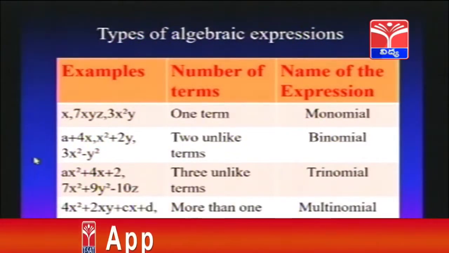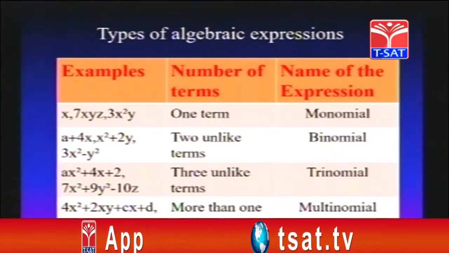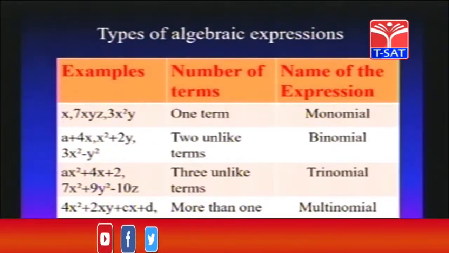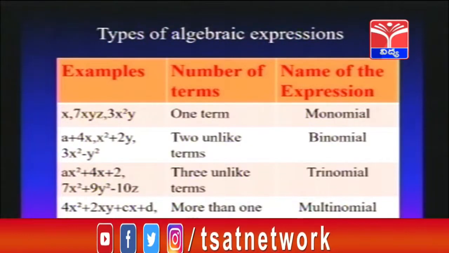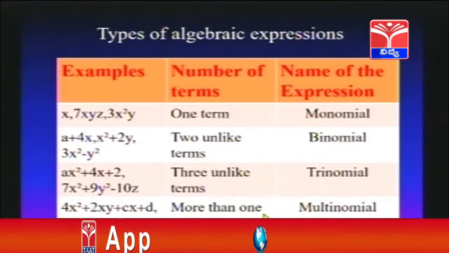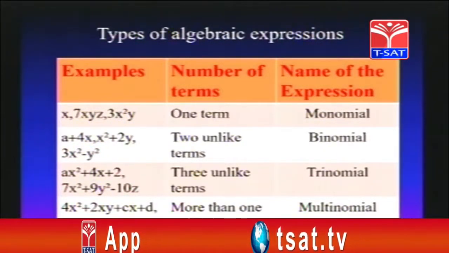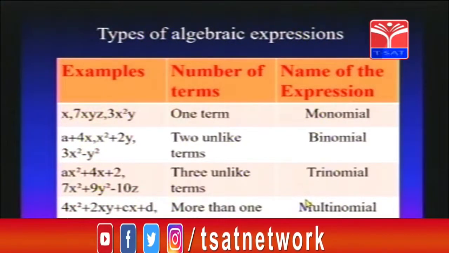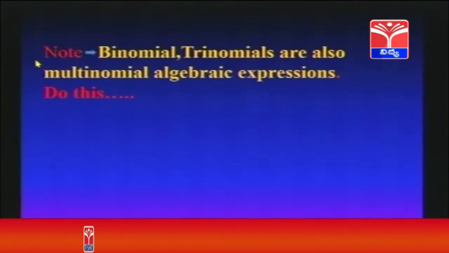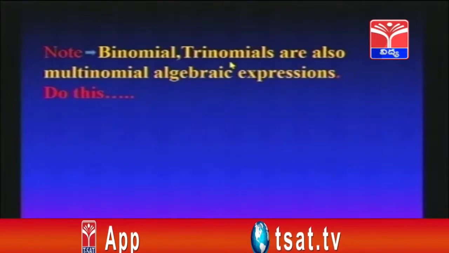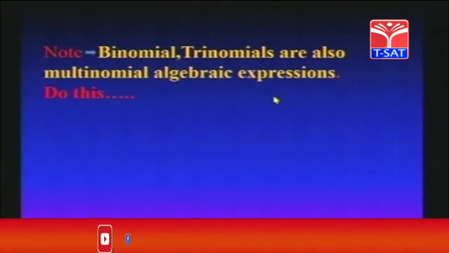4x square plus 2xy plus cx plus d, and one more is 9p square minus 11q plus 7r plus t. In these two expressions, you have more than three unlike terms. So it is called a multinomial. So one term monomial, 2 unlike terms binomial, 3 unlike terms trinomial, more than 3 unlike terms multinomial. And a small note, children, please observe carefully: binomials and trinomials are also multinomial algebraic expressions.